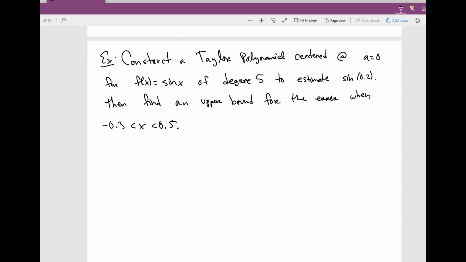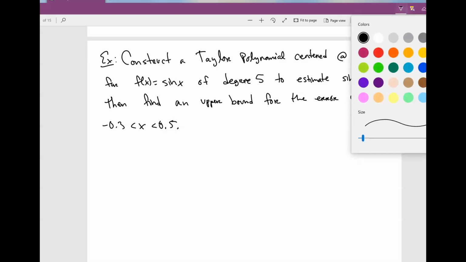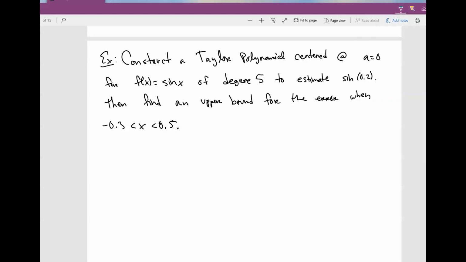Here is another example using Taylor polynomials. So here we want to construct a Taylor polynomial centered at a equals 0 for f of x equals sine of x of degree 5 to estimate sine of 0.2. Then you find an upper bound for the error when x is between negative 0.3 and positive 0.5. Okay, so the first thing that we want to be able to do is construct this Taylor polynomial.